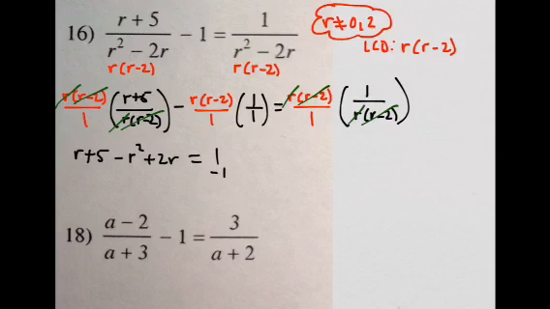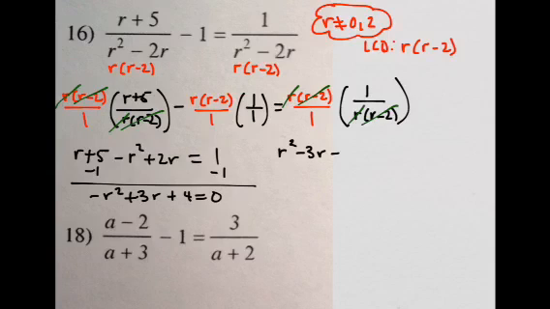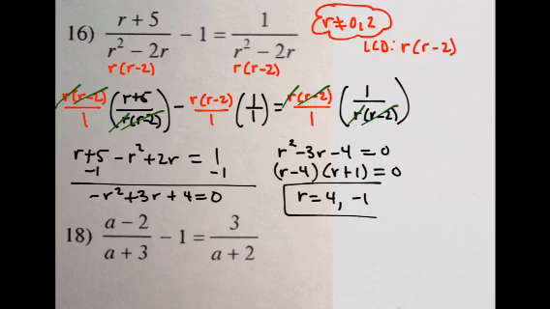So I'm going to move the 1 over. So now I have negative r squared plus 3r plus 4 equals 0. So I'm going to multiply everything by negative 1 so that r squared is positive. And factors of negative 4 that add up to negative 3 are negative 4 and 1. So r minus 4 and r plus 1. Okay, so r is 4 or negative 1. And both of those are okay because they're not excluded values.